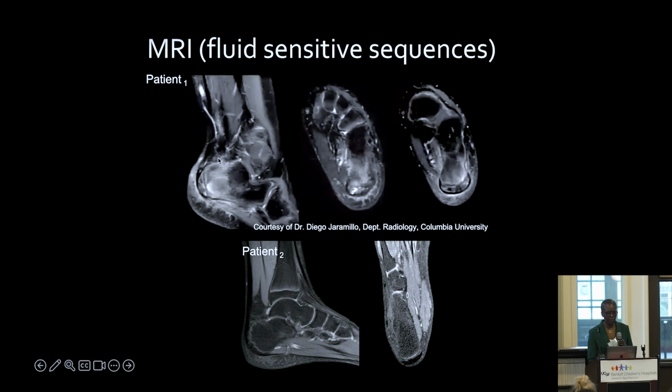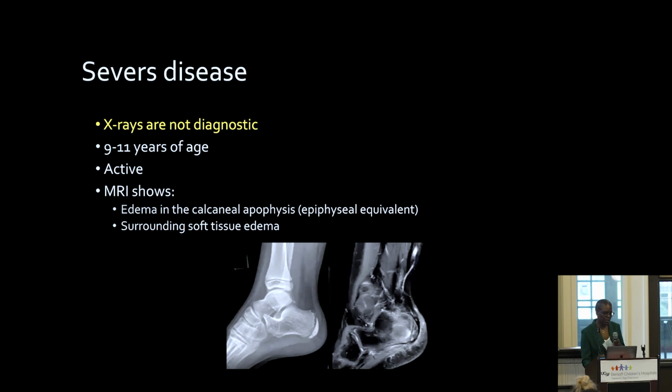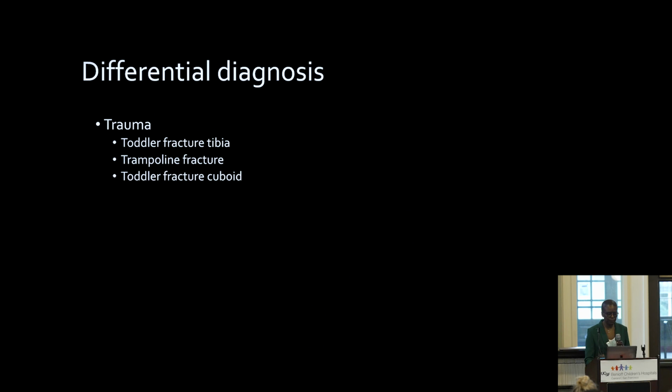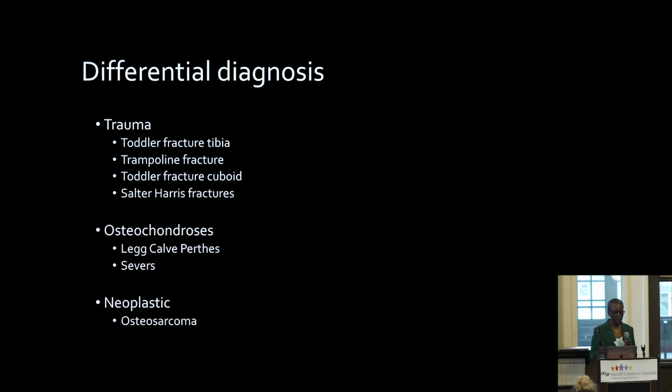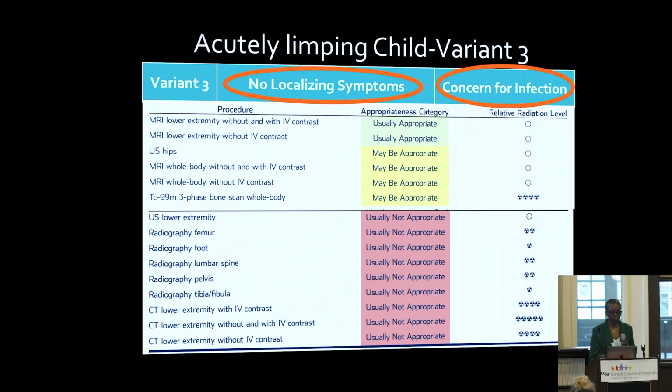This is a fluid-sensitive sequence showing edema in the calcaneal apophysis, in the calcaneus, and in the surrounding soft tissues, right? And patient 2 looks absolutely normal. So the X-rays are not diagnostic. This is Sever's. This is another osteochondrosis. It's seen in children 9 to 11 years of age, and again, they're very active. The MRI is going to show the edema in the bone marrow and in the surrounding soft tissues. So we can add to our differential diagnosis Salter-Harris type fractures and osteochondroses. We've looked at Legg-Calvé-Perthes and Sever's, as well as neoplastic etiologies.